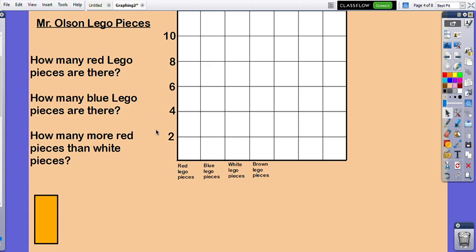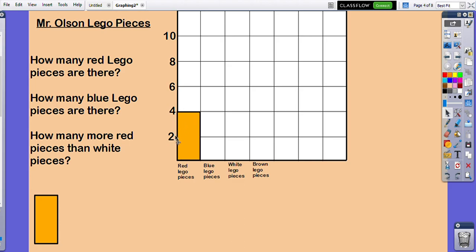Okay, and the reason for that, it's very important in case I need to show a number that is in between one of the numbers on my graph. So, for example, this is my Lego pieces. So I just went and I took a great big handful of Lego pieces and I put them down and I counted them out by colors. And in that handful, I only had 3 red Lego pieces, but I don't have 3 on my graph. So how can I show 3 if it's not a number that's shown on my graph?